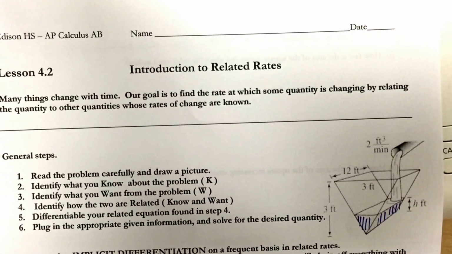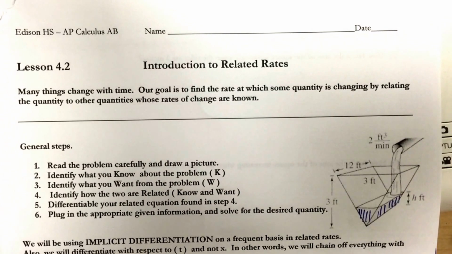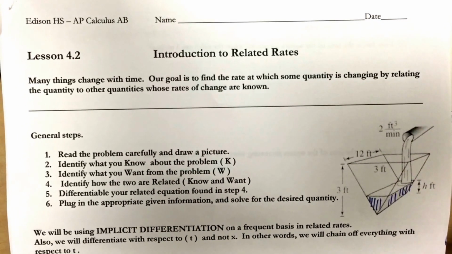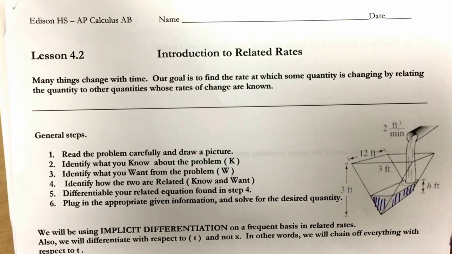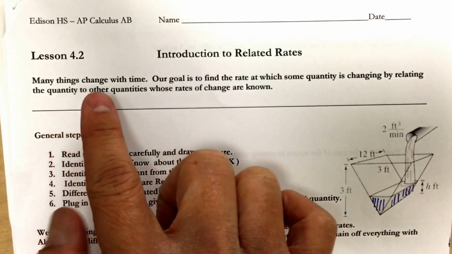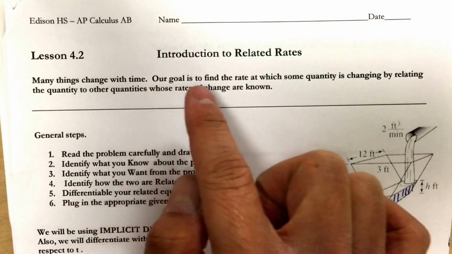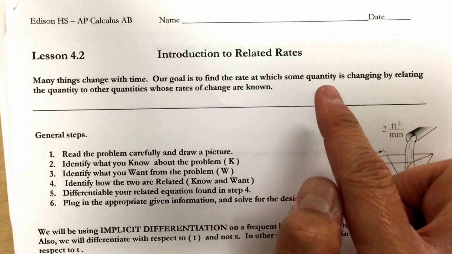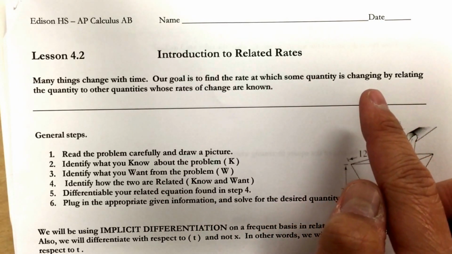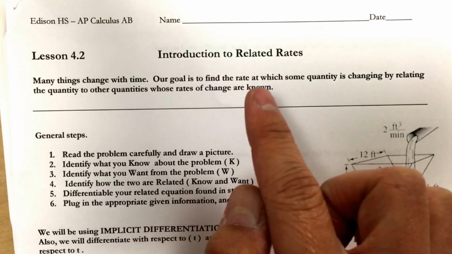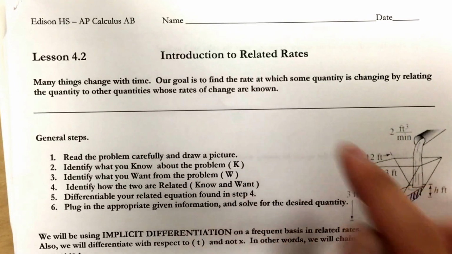This lesson is on related rates. In class, we did a demonstration on related rates. Today, we're going to focus a little bit deeper on what we mean by related rates. Many things change with time. Our goal is to find the rate at which some quantity is changing by relating the quantity to other quantities whose rates of change are known.